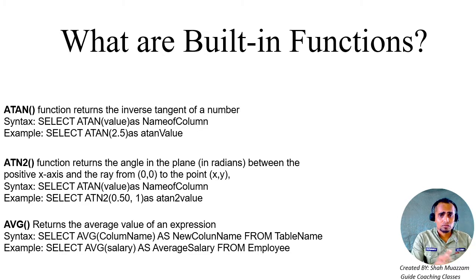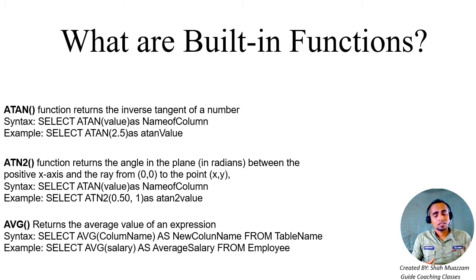So here what we will write is select ATAN, then the value, as the name of the column. We will give the name of the column, and if you see the example, we can give any value: select ATAN, then we give any value as the ATAN value, and we give the column name, and we will get the results. Similarly for ATN2. In ATN again, we will be writing select ATN value as the name of the column.